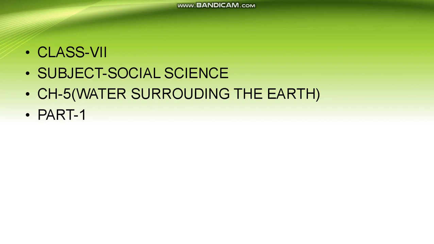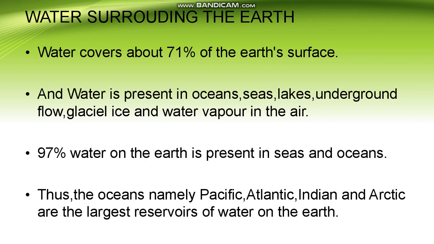Dear students, we have learned in the previous class that our Earth is often called the water planet or the blue planet. Why is it called the blue planet? Because of the presence of abundant water on it. Water covers about 71% of the Earth's surface, which is present as oceans, rivers, lakes, underground flow, glacial ice, and water vapor in the air.